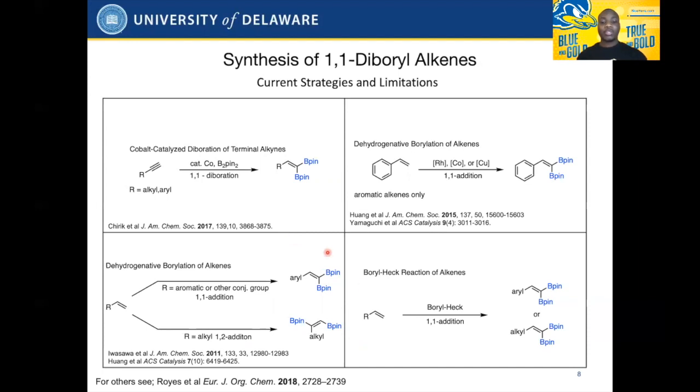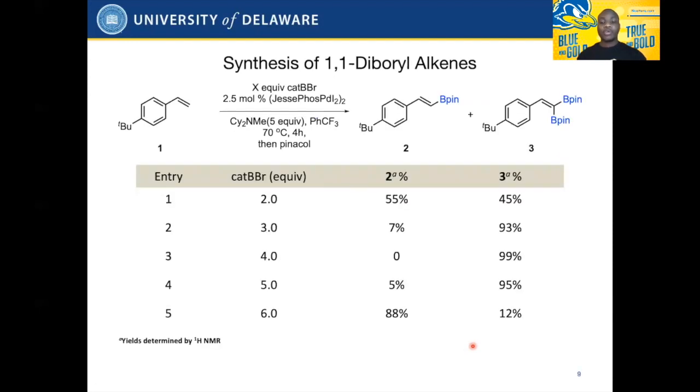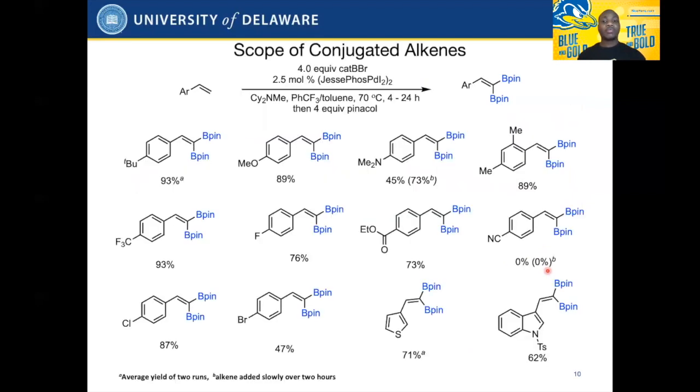So we wanted to solve this problem in the literature where you get 1,2 addition with alkyl-substituted alkenes using the Boryl-Heck strategy, because we know that this is a very selective strategy and it would give the 1,1 addition rather than the 1,2 addition. Therefore, we started by varying the amount of CAT-BBr required in the reaction. By going from 2 equivalents to 4 equivalents of CAT-BBr, we noticed quantitative conversion of starting material to the diborylated product. And with optimal conditions achieved, we also went ahead to study the scope of this reaction.